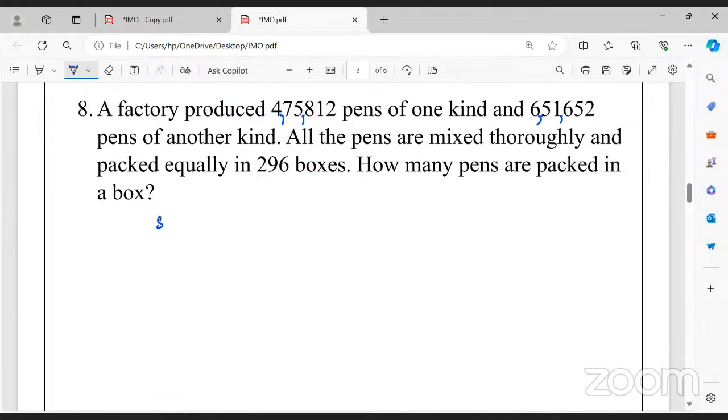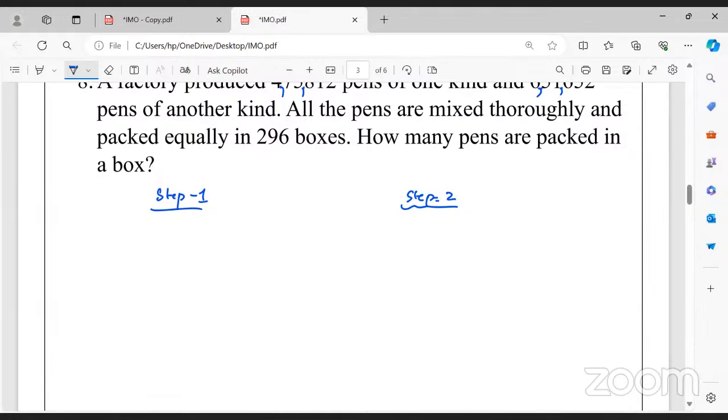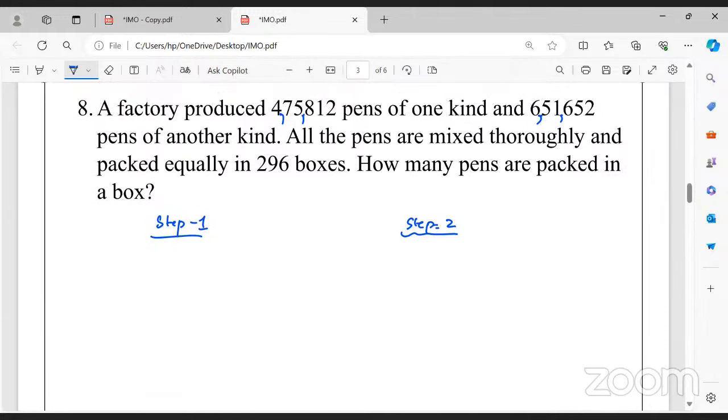Now, there are two steps to be done to get the final answer. Step 1 and step 2. Can you tell me what is the first step? What is our first step?